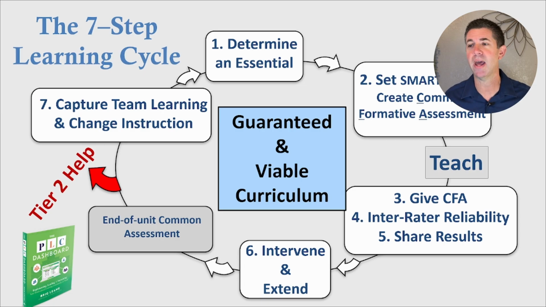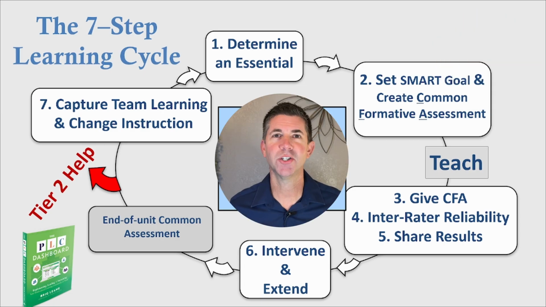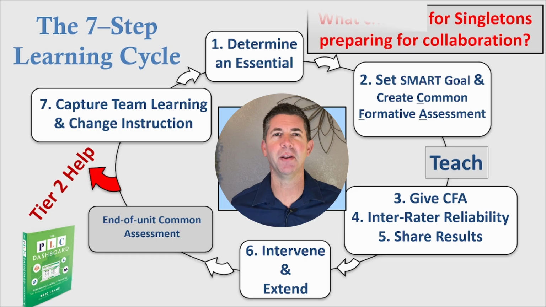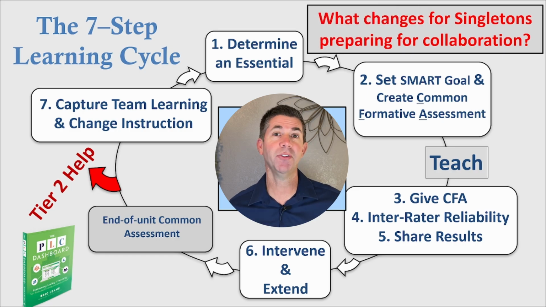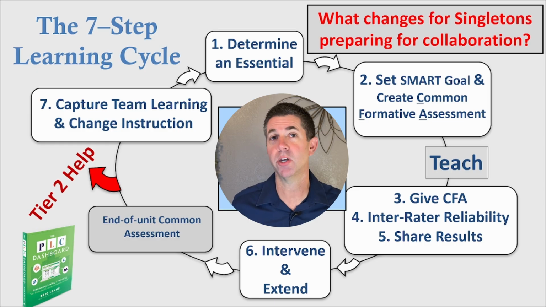One of the main questions I get is, how does this 7-step learning cycle apply to singletons? So what would change for a singleton? Well, think about it. Could a singleton, even if they were working in isolation, could they still do step 1, determine an essential? Yeah, they could. Could they do step 2, which is to set a SMART goal on what percent of kids they want proficient in that essential skill by a certain date? Yeah, they can. But in step 3, where they are to create a common formative assessment, that would change.